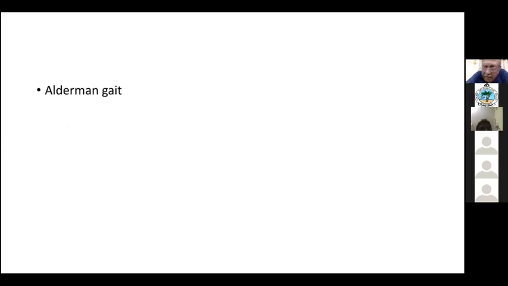What is Alderman's gait? Who is answering? It's seen in TB spine. Can walk with the head thrown backward. Describe the gait. Navami?